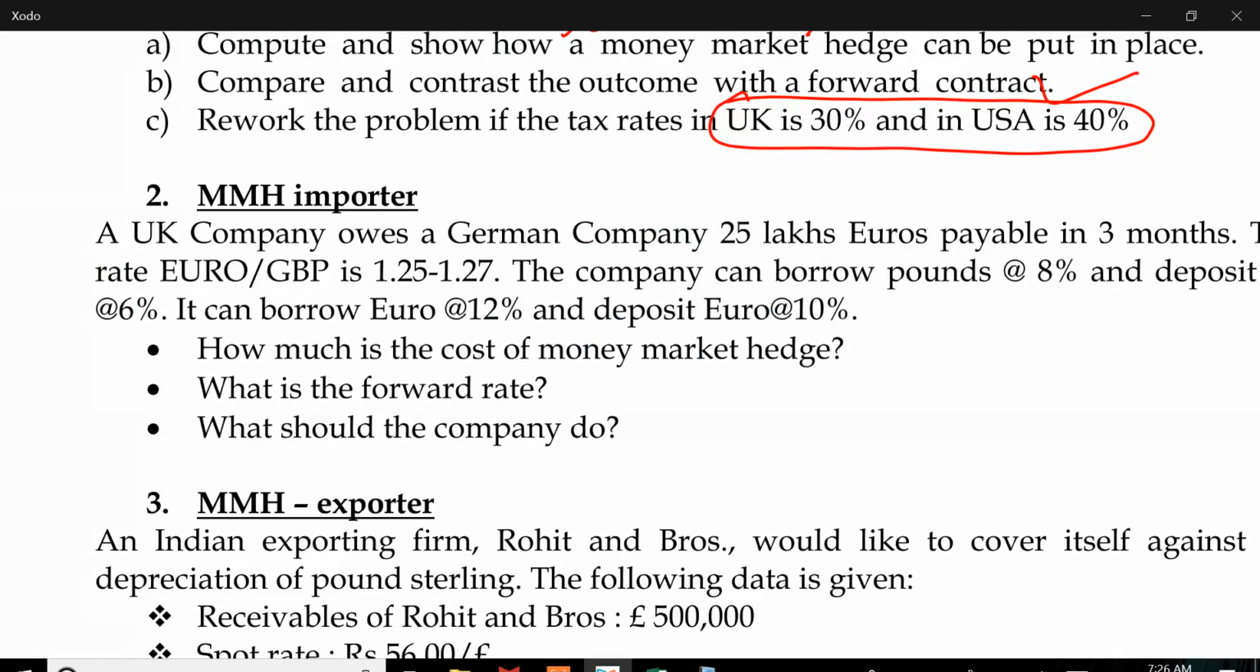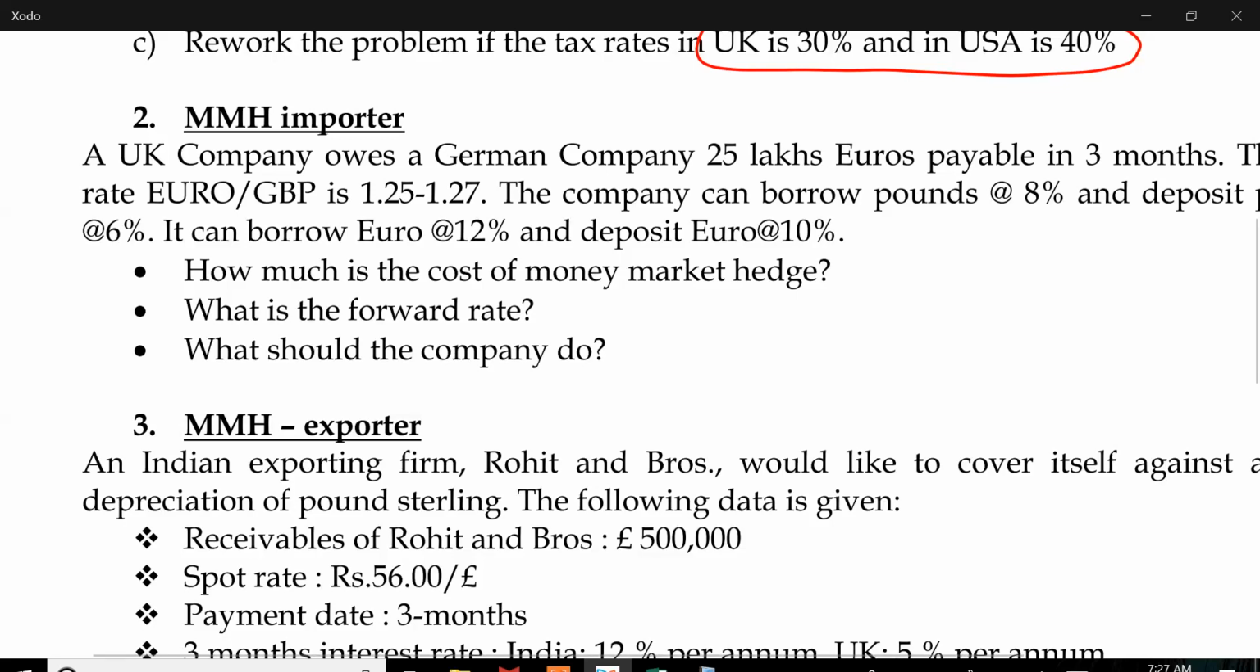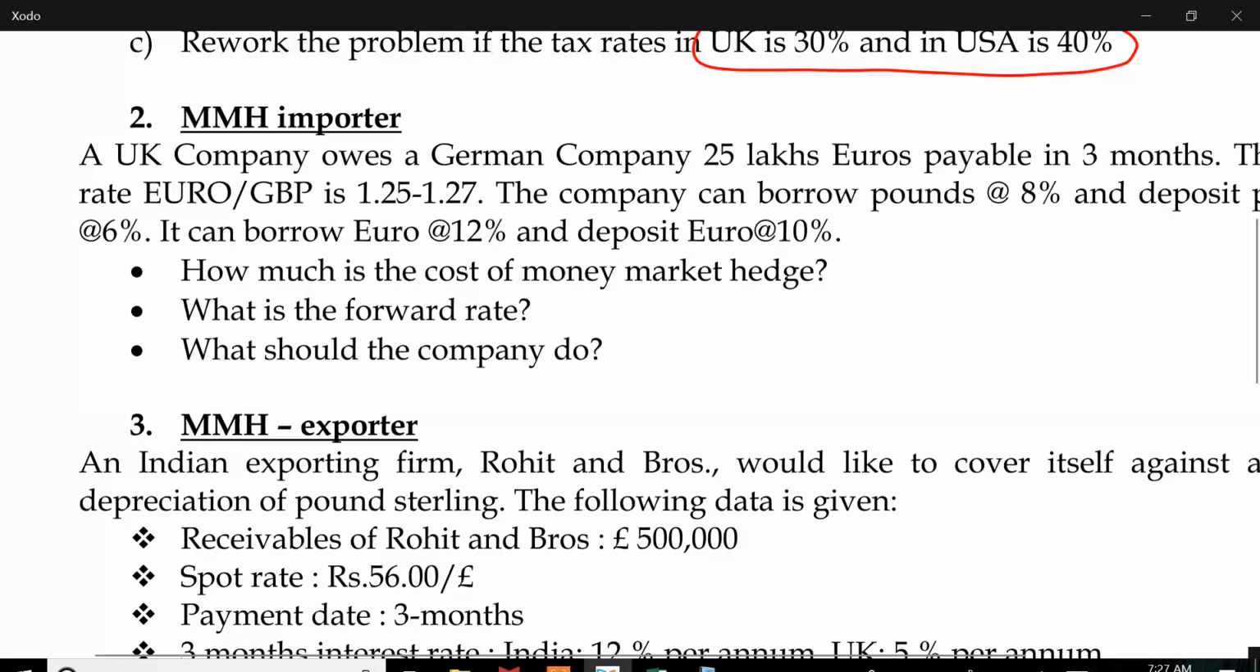Now, how much is the cost of money market hedge? We have done GBP 19 lakh 90, whatever number we had got. What is the forward rate? What should the company do? These are the next two parts. Any doubts till now? Now, what is the forward rate? They have not given us any forward rate, but through our operations, we can find a forward rate now.